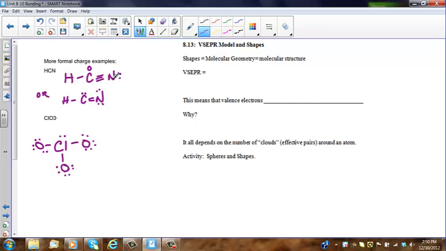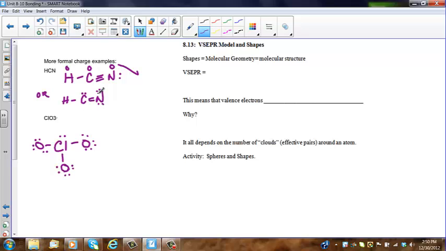Nitrogen has 5 valence electrons. It's got 2 here, plus half of shared, so 2, 4, 6, that's 3. So 3 and 2 is 5, minus the original valence, so 5 minus 5 is 0. And hydrogen has 1 minus 1, because that's half of what's shared, so it's going to be 0. So right off the bat, I know that this is going to be the preferred structure because the formal charges on all of the atoms are 0.